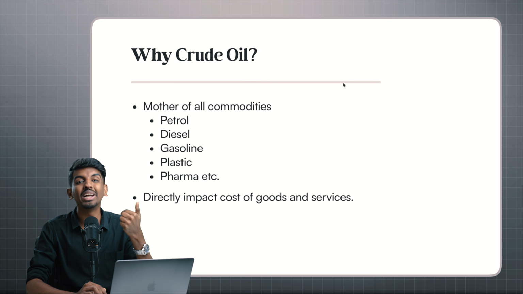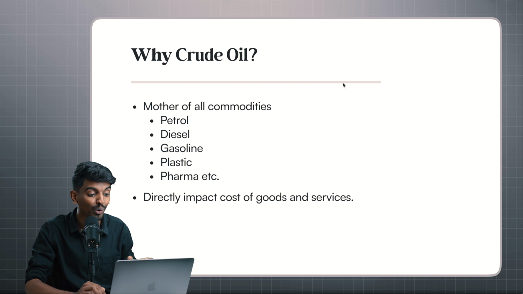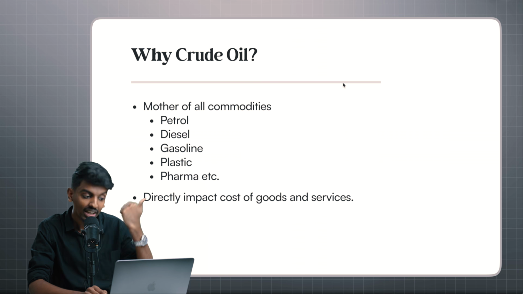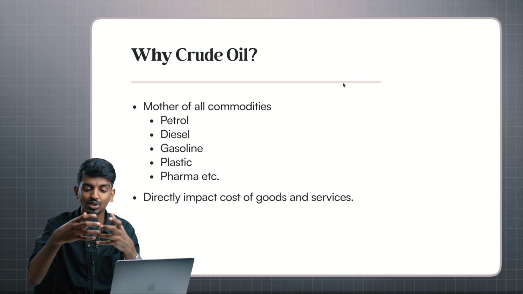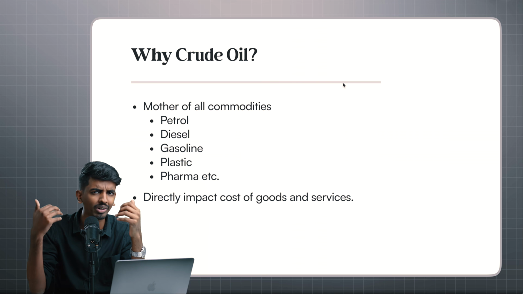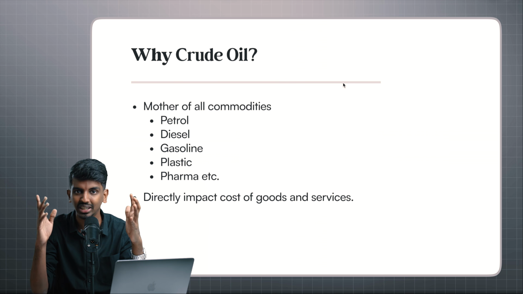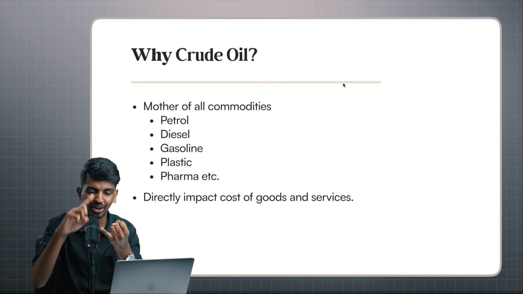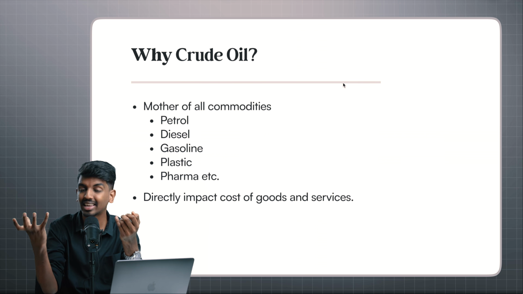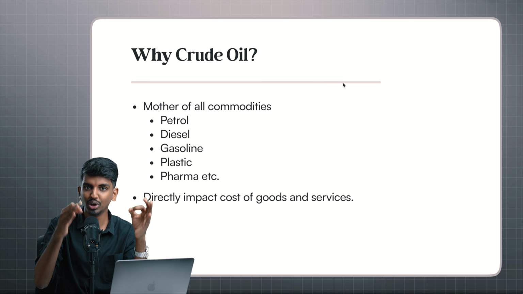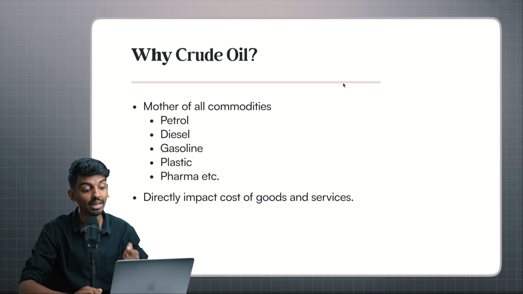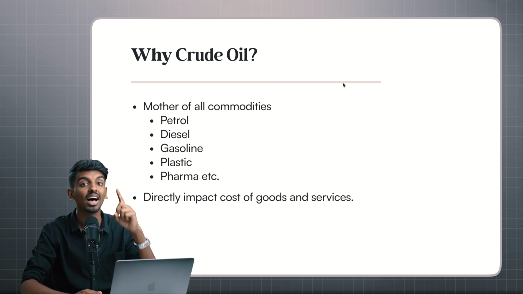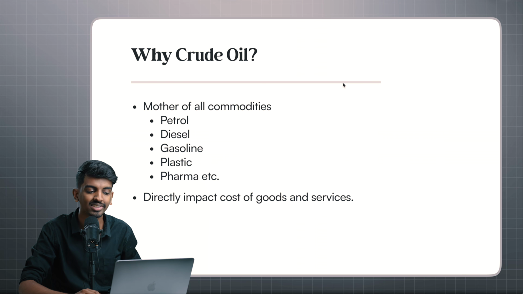Even pharma, the medicines that you consume, have crude oil as one of their major raw materials. And it directly impacts the cost of goods and services all across the world. So if the diesel or petrol or even crude oil prices go up in the world, everything, including your tomatoes, because it is getting transported from the farm to your doorstep, even that cost will increase. So crude oil will directly impact the cost of goods and services across the world. Make sure you understand that as well.